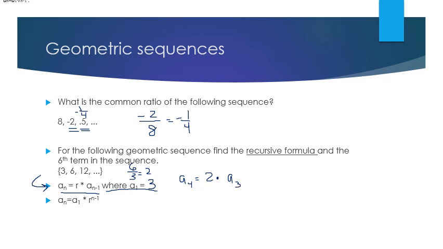Well, A3 is in this sequence 3, 6, 12, so that would be 12. If I multiply 2 times 12, I get 24. So A sub 4 is 24. If I continued on to A5, I would just write 2 times 24, because that was the A sub 4, and that would equal 48.